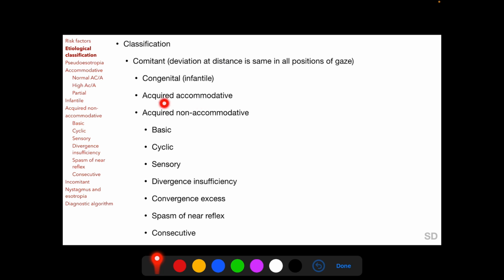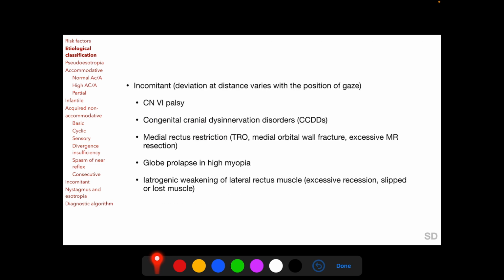In accommodative acquired esotropia, which usually occurs in children, the magnitude of esodeviation can be rectified either completely or partially by correction of refractive error. In non-accommodative acquired esotropia, the magnitude of esotropia cannot be rectified by correction of the refractive error. We have several entities which we will be discussing in the acquired non-accommodative group. And we have incomitant esotropias, in which the magnitude of esotropia for distance fixation varies with the position of gaze.